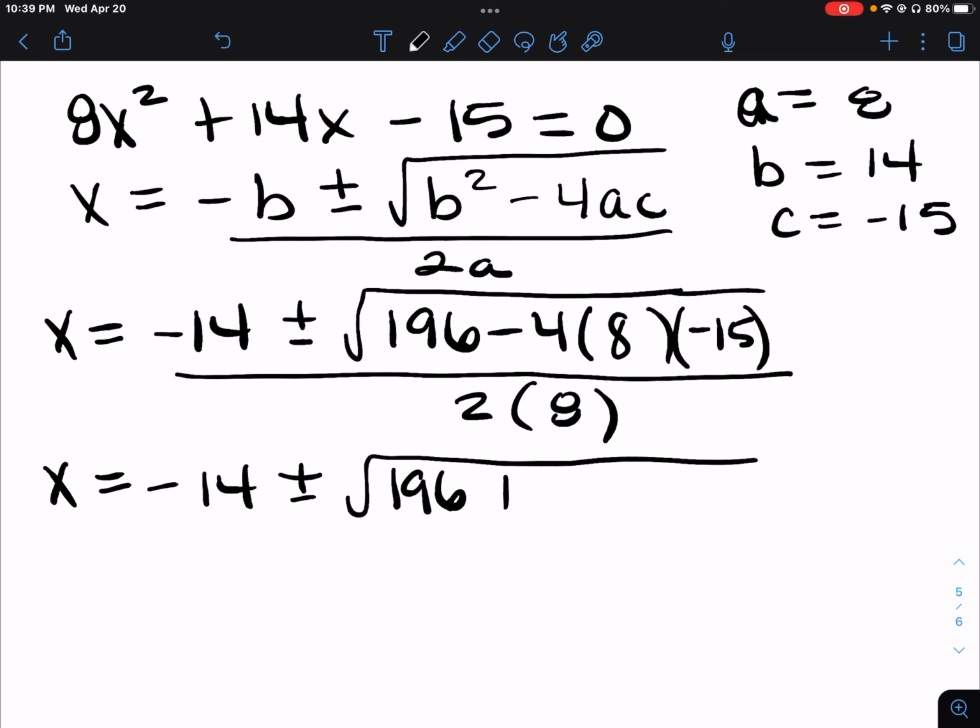Okay, I need to do 196 plus 480. Okay, that's 676. Okay, over 16. I've already forgotten. Negative 14 plus or minus square root of 676 over 16.